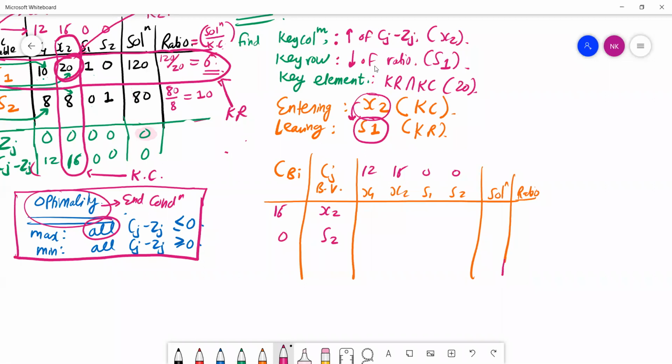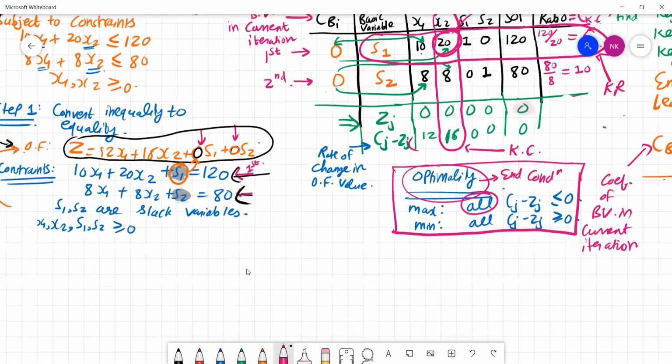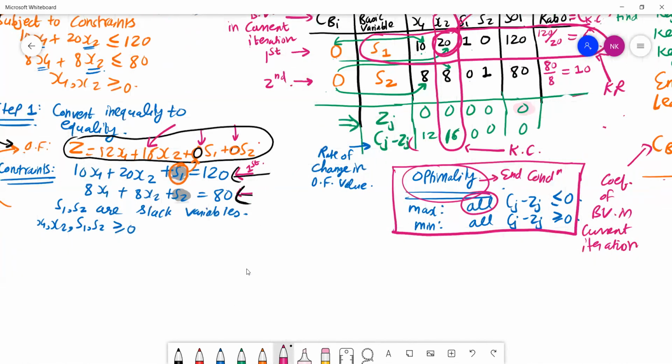Okay, so I've got one question: explain how CBI becomes 16 and 0. So over here, what is the CBI? CBI is nothing but the coefficient of the basic variable in the current iteration. So in the current iteration, what are the basic variables? It's X2 and S2. So what is the coefficient of X2 in our objective function? The coefficient of X2 in our objective function is 16. So we will be writing over here 16.